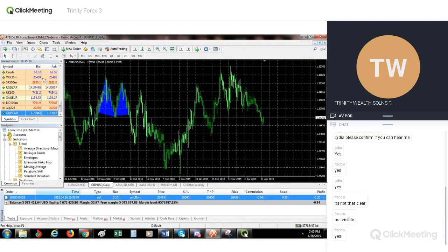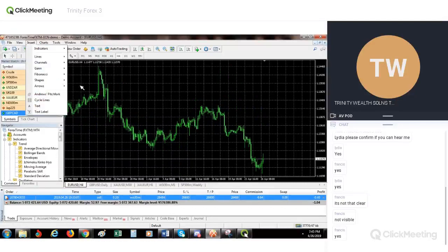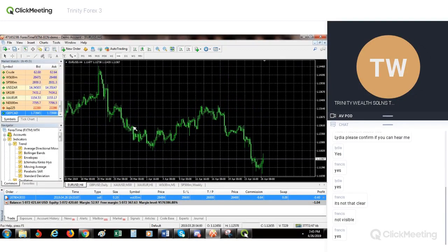But this was also not very clear. Sometimes when you're looking for them is when you don't see them. But when you're trading, you will just see them.